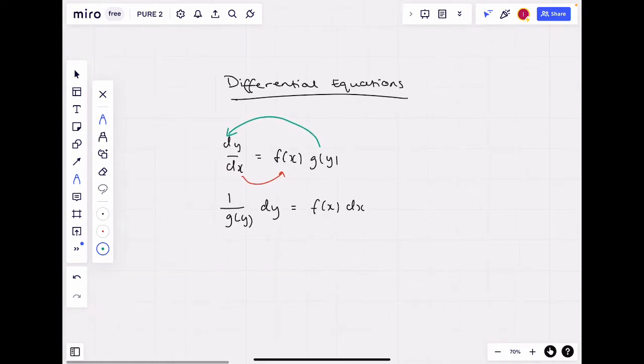When I divide by g(y), I get 1 over g(y). When I multiply that by dx, I get f(x) dx. Now I can integrate each side separately, and this is your differential equation. So if you have something in this format, your goal is to rearrange it so you have this format, and then you would integrate and simplify from there.